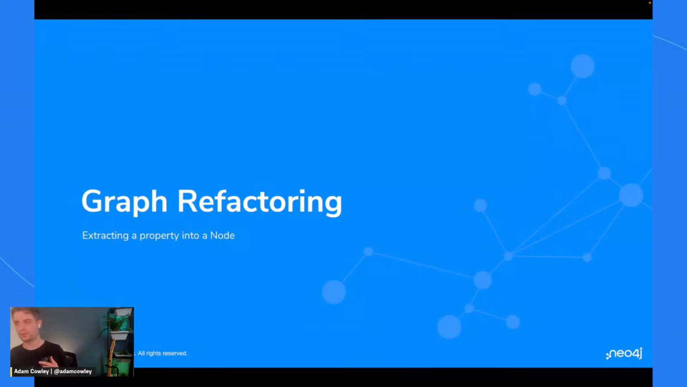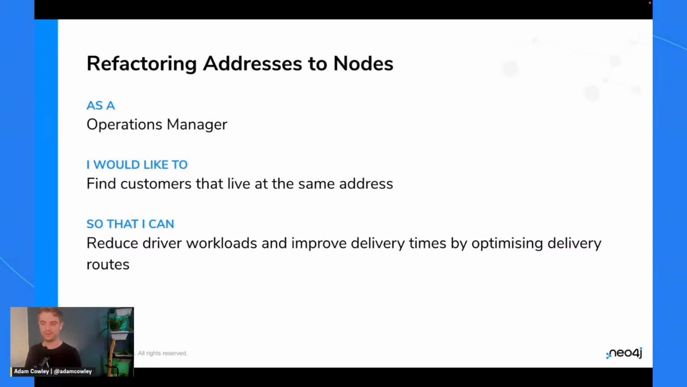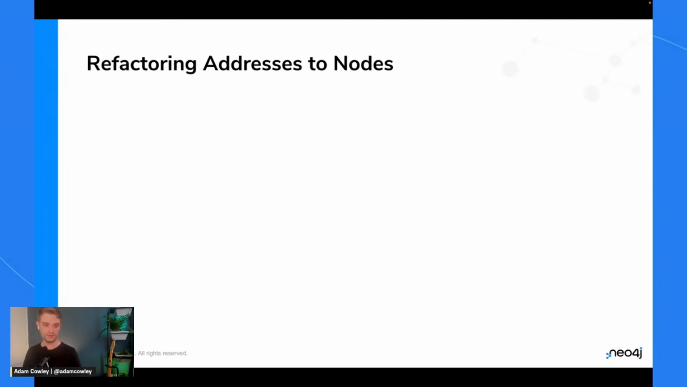So we can also extract out a property into a node to maybe answer a new use case or a new user story. So let's say, for example, as the operations manager, I want to find customers that live at the same address so I can reduce the driver workloads and improve delivery times by optimizing the delivery routes. Sounds like a good thing to do.